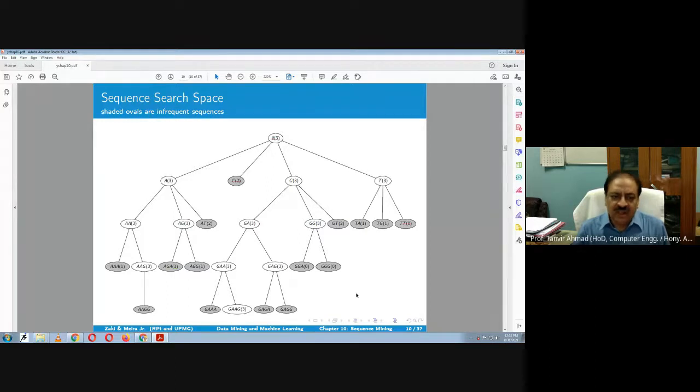Now, this is how the algorithm works. The algorithm is quite simple, except that you have to understand that each time I generate the candidates, I have to scan the database. How many times do I scan the database? Anybody? How many times did I scan the database?